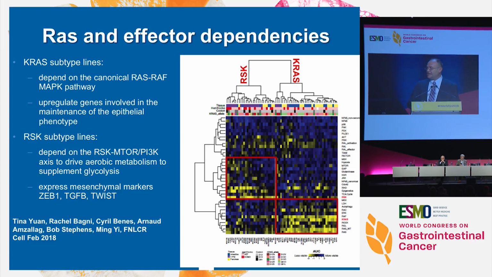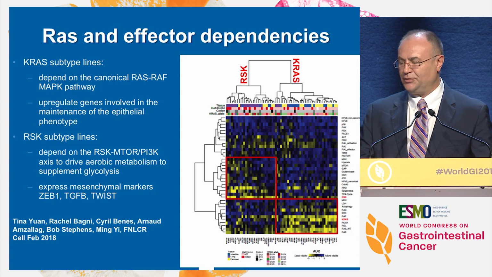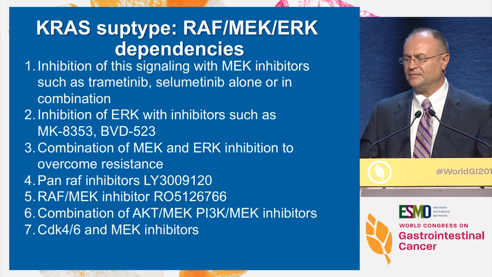In contrast, the RSK subtype is more mTOR and PI3 kinase, and here you have more upregulation of the mesenchymal and EMT pathway. So the first time we see now RAS mutations is not one group, but two potential groups, which will help to develop specific treatments.